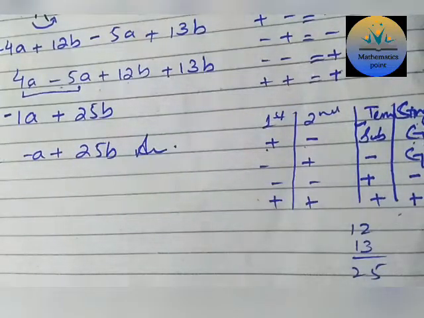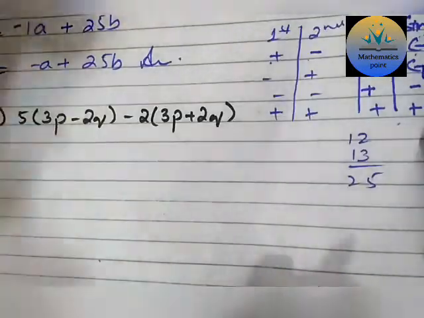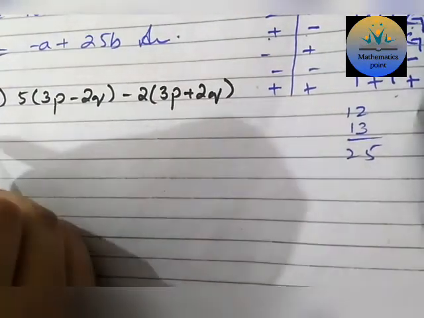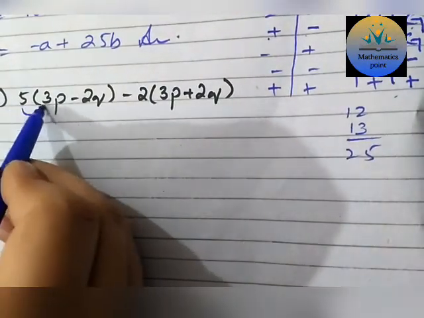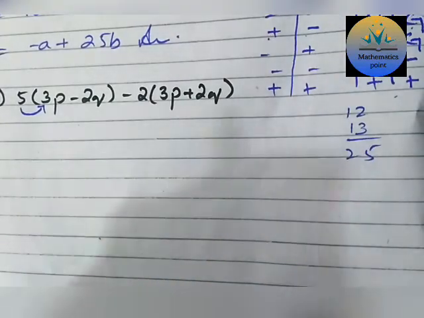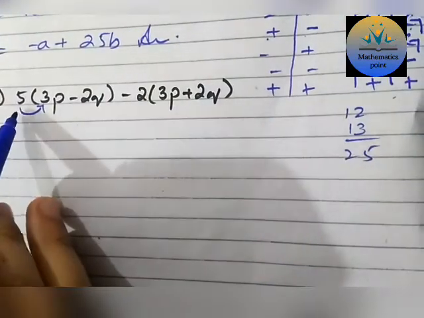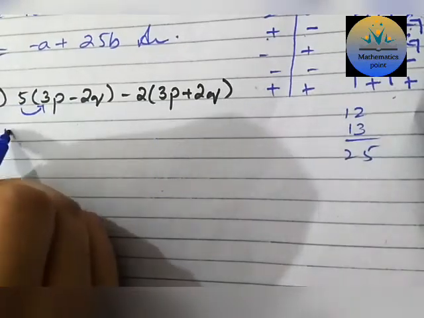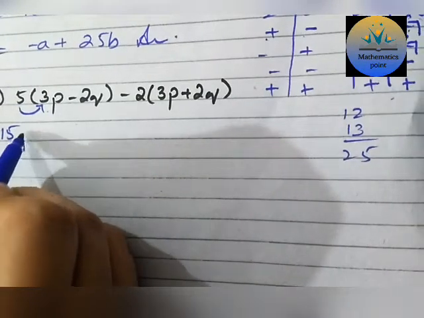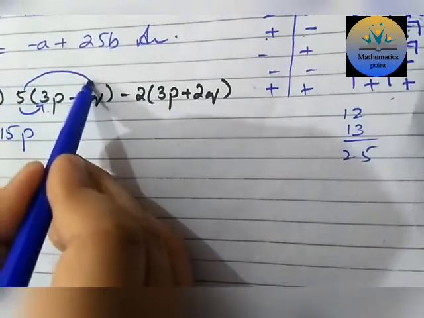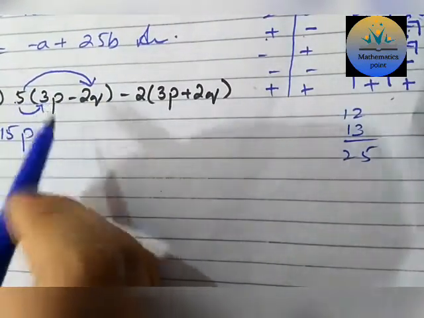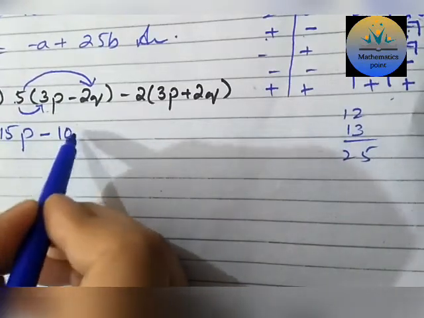Now we'll solve part F. Okay, now we do part F. In part F, again we apply the distributive law. Firstly we solve the first bracket and then the second one. So 5 multiplied firstly with the first one, 3 5s are 15p, then with the second term inside the bracket. Plus minus minus, 2 5s are 10 and cube.